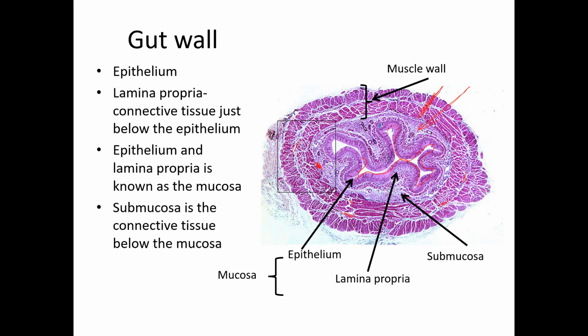This is actually the esophagus, and the whole thing is called the gut. You have the epithelium. Underneath that, you have connective tissue, which we call the lamina propria. The epithelium and the lamina propria together are known as the mucosa. So you have epithelium here, lamina propria here, and this whole thing is called the mucosa. Underneath the mucosa, you get the submucosa, and then this is of course the muscle. Again, outside the gut wall, you get some connective tissue.